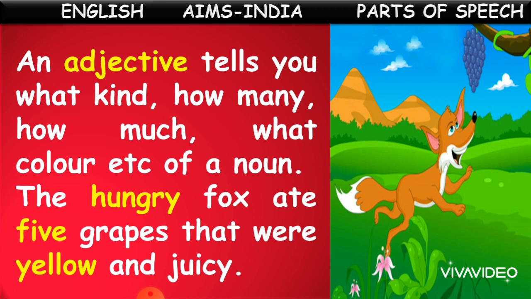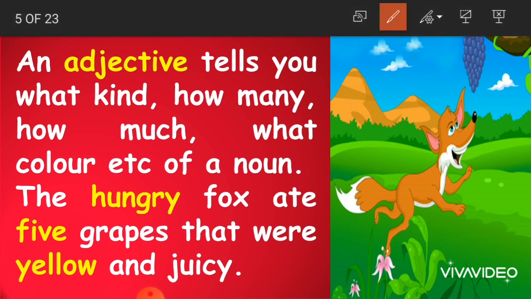That were yellow and juicy. How were the grapes, children? They were yellow. Juicy is also an adjective here. Why? Because it tells what color it is: yellow. How was it? It was juicy. So even juicy becomes an adjective here.